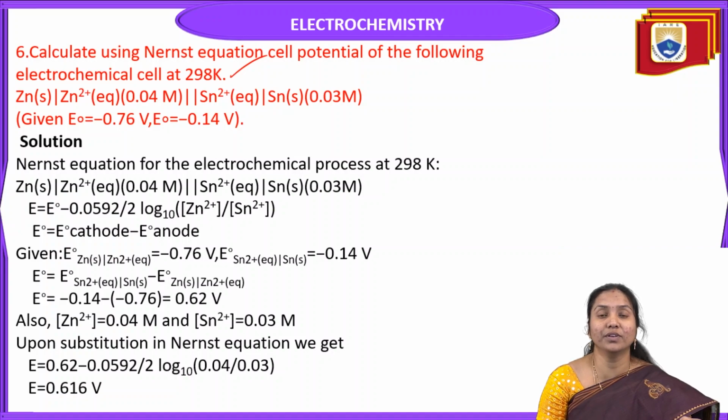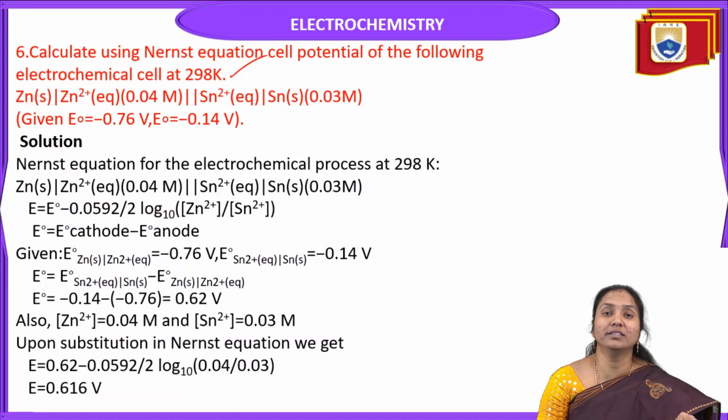It is mainly used for determination of standard electrode potentials, and also used for determination of pH, and also for the number of valence electrons involved in that reaction. So this is easily understood by using the Nernst equation. So here, calculate using the Nernst equation the cell potential of the following electrochemical cell at a temperature of 298 Kelvin.